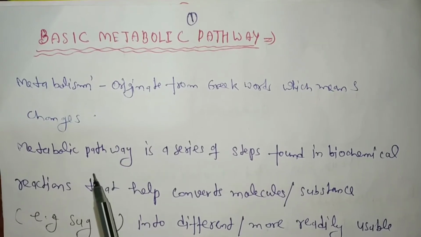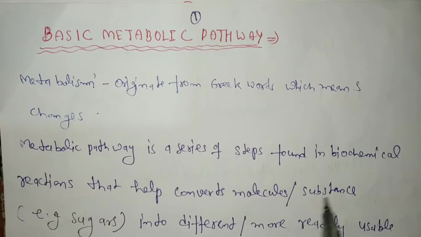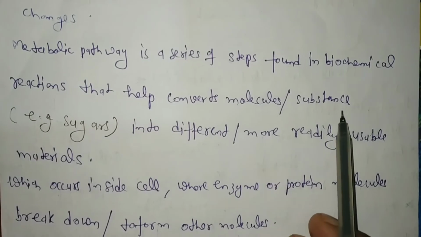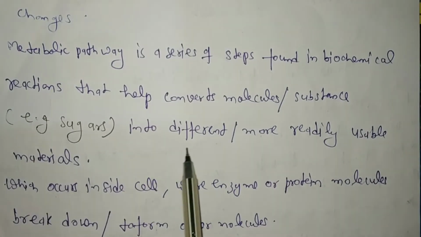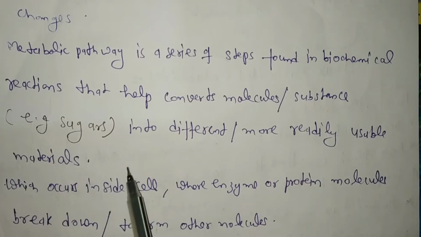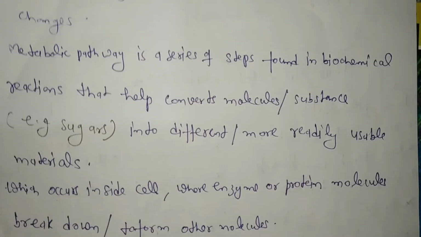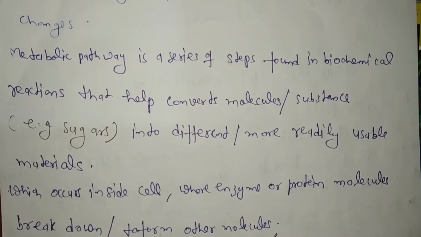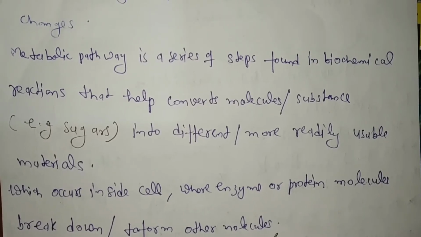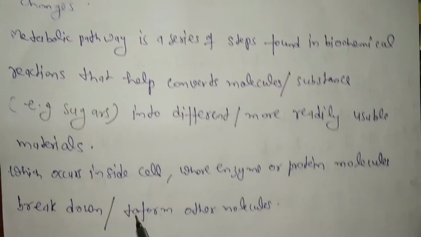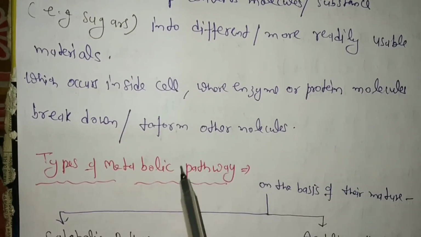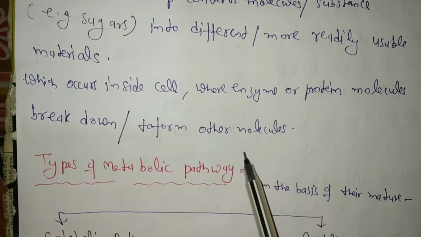that is called a metabolic pathway. A metabolic pathway is a series of steps in biochemical reactions that help convert a molecule or substance, for example sugar, into a different, more readily usable material. This means in a metabolic pathway a series of reactions occurs and various substances change into simpler and usable molecules, for example sugars, inside the cell, where an enzyme or protein breaks down molecules to form other molecules.